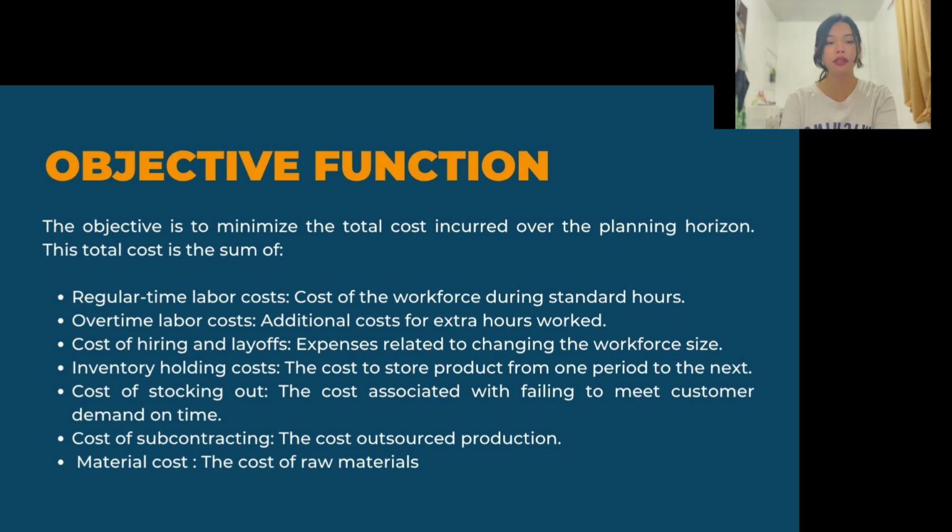So what is the objective function when we use linear programming? The objective function is to minimize the total incurred cost over the planning horizon. And here is the list of the total costs. First, we have the regular time labor cost, which is the cost of the workforce during the standard hours. And then next, we have the overtime labor cost. It is the additional cost for extra hours worked by the employees.